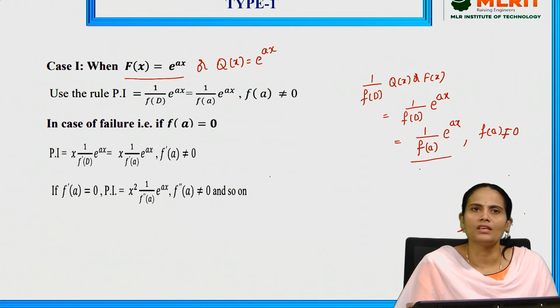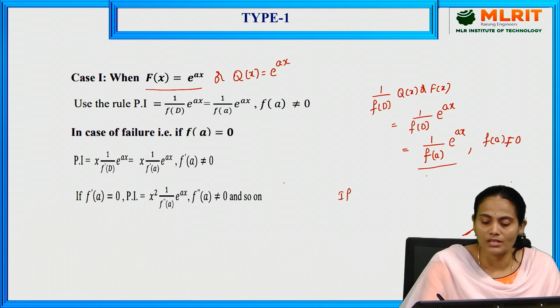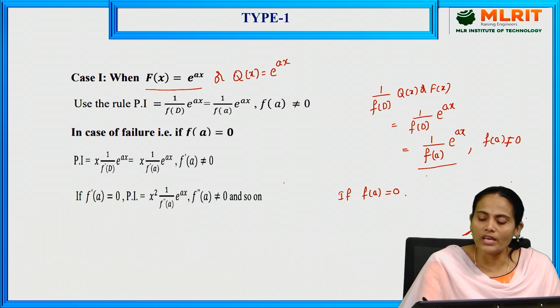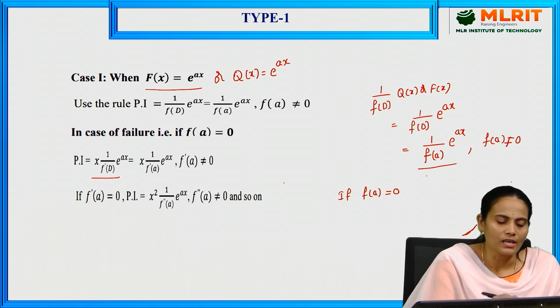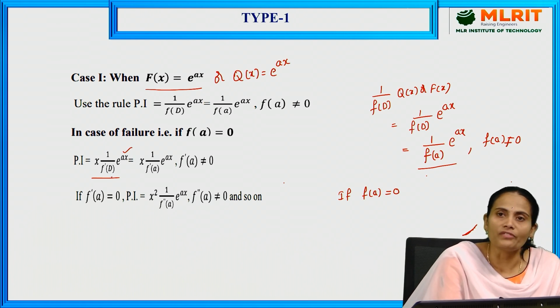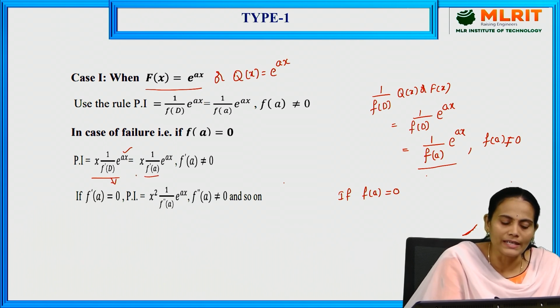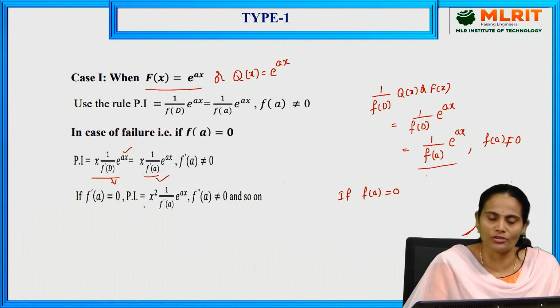Sometimes the denominator gives 0. That means sometimes f of a is equal to 0. If 0 exists, then how can we find the particular integral? The particular integral is x into 1 by f dash of D into e power ax. Here f dash of D means the derivative of f of D with respect to D. Then you substitute D by a, and this gives the particular integral of the given function.